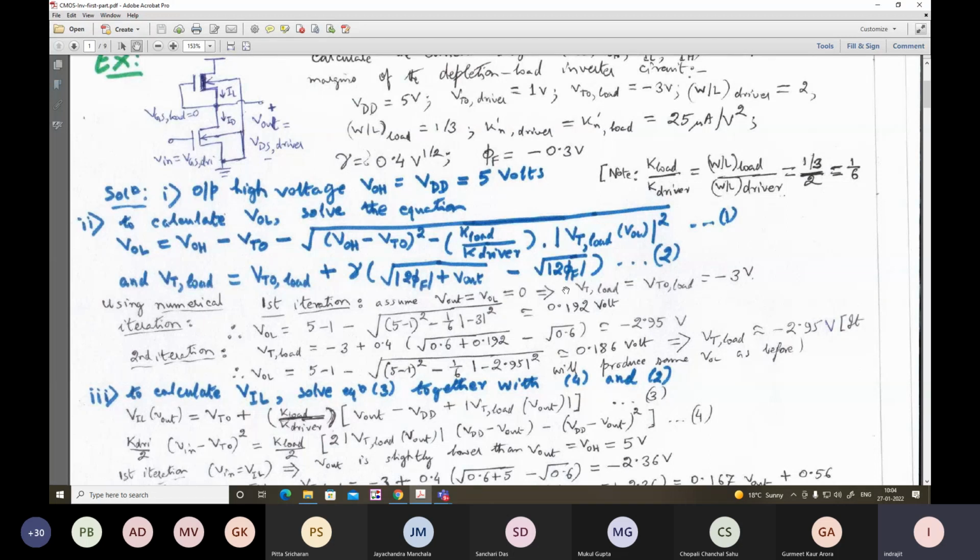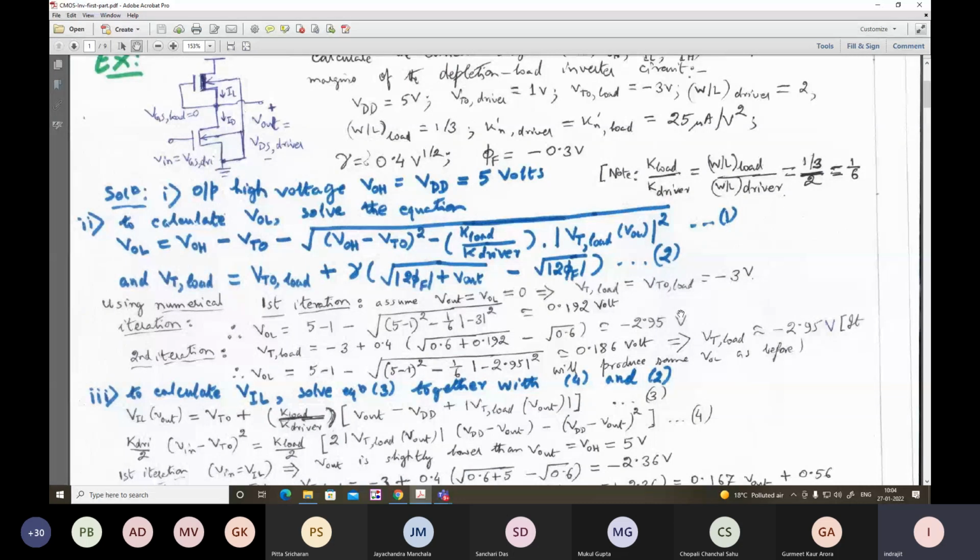Based on that, we can calculate the threshold voltage of the load device, that is obviously minus 3 volt. And now you calculate VOL by applying equation 1. So here we get 0.192 volt. Then we need to refine the solution. In the second iteration, the threshold voltage of the load device is given by equation 2. Here obviously Vout is no longer 0, it will be 0.192. Putting in this value and the other parameter values, we get the refined value.